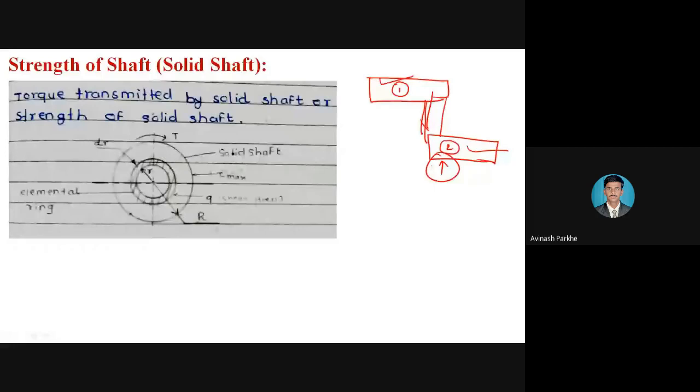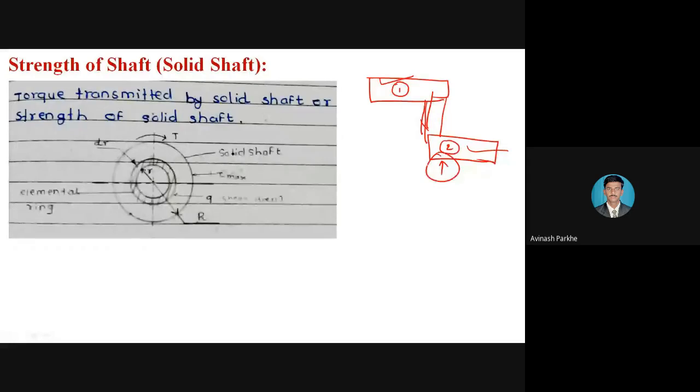So we can say that the strength of the shaft is very high when, while transmitting the power or torque from one rotating element to another rotating element, the transmission takes place without any deformation and without any twisting. And to measure the strength of a solid shaft and the strength of a hollow shaft, we calculate their torque transmission capacity or power transmission capacity.